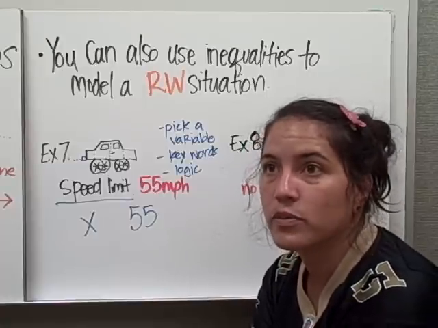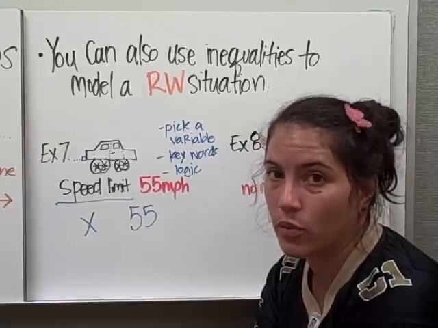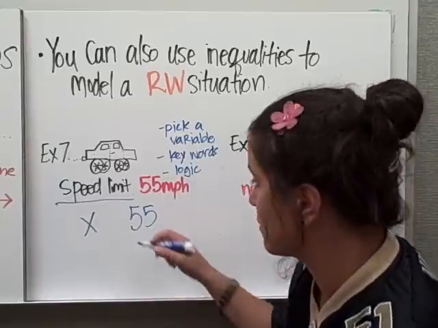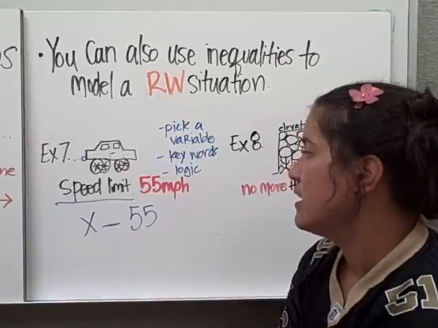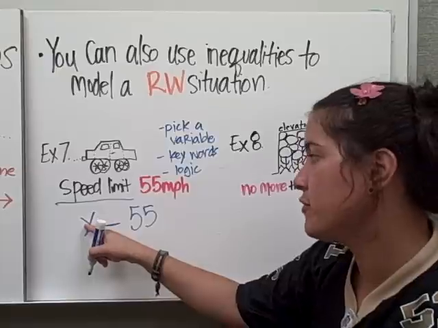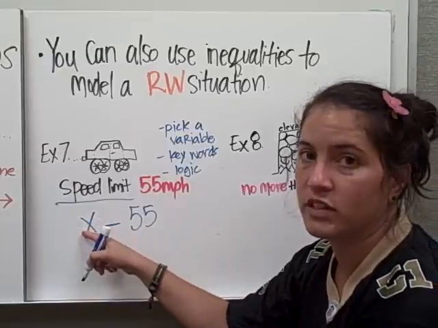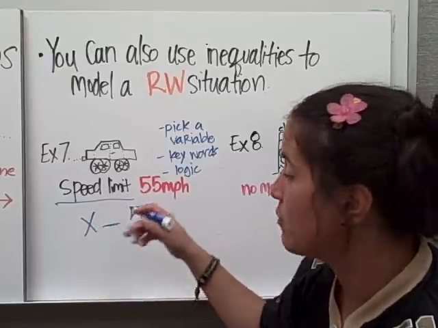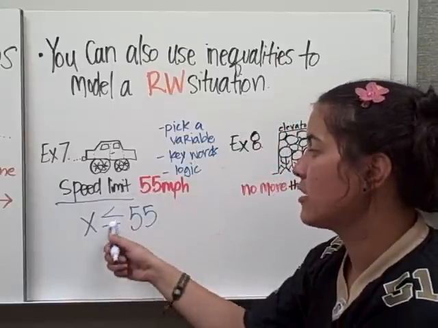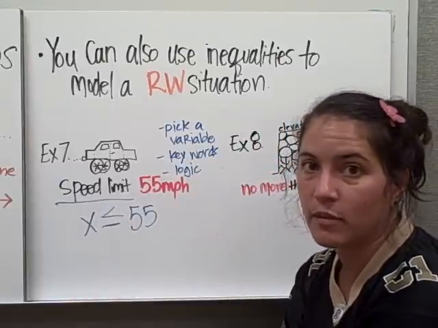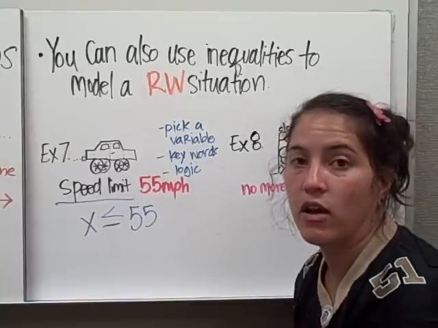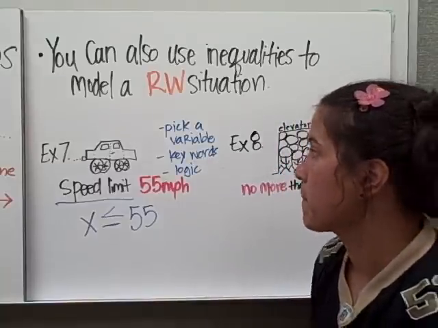So how would we represent 55 miles or lower? Can we go 55 miles per hour? Yes, so we know it means equal to. X is our speed; do we want to go above 55 or below 55? We want to stay below 55, so X is less than or equal to 55. A speed limit is going to be less than or equal to.